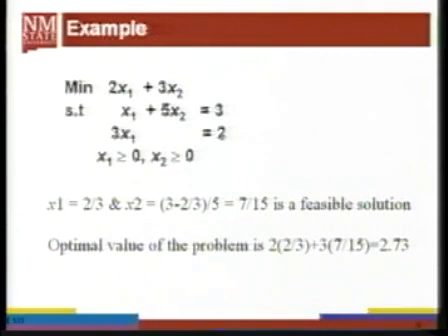And last time we considered this example. In this case, x1 equals 2/3 and x2 equals 7/15 is the only solution that satisfies all the constraints, right? So it is the optimal solution as well as the feasible solution, right? And the corresponding optimal value would be 2.73.